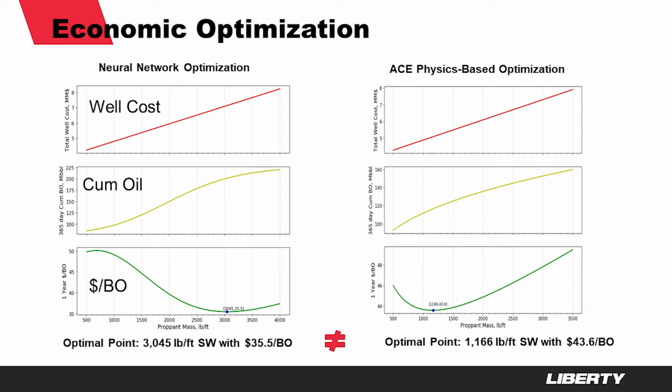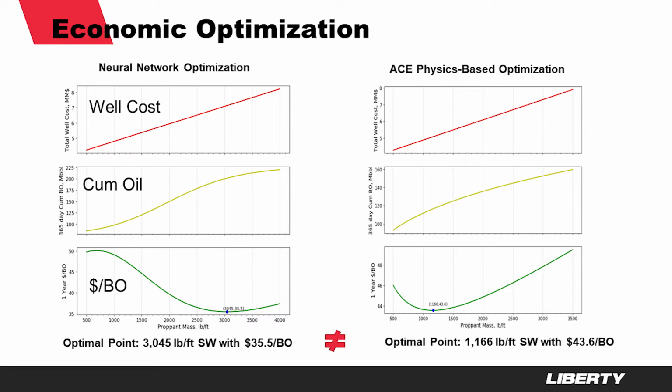In this case, a little over 3,000 pounds per foot with slick water jobs, whereas the previous model, the ACE physics-based model, points to a lower optimum proppant mass of only about 1,200 pounds per foot. So you can see here, depending on which statistical model you use, you can get vastly different answers.